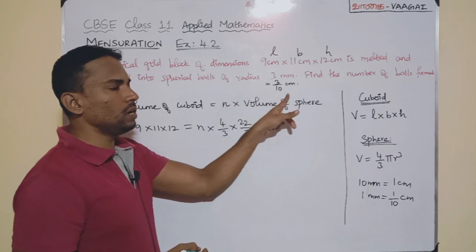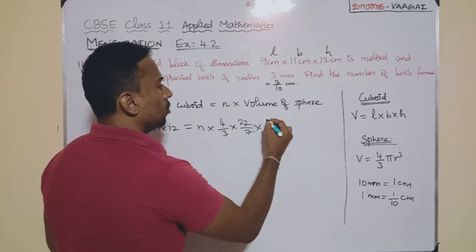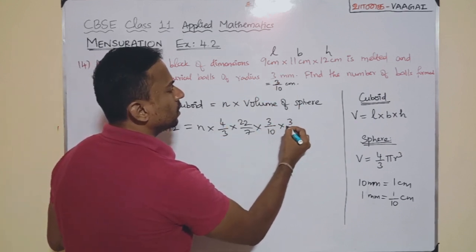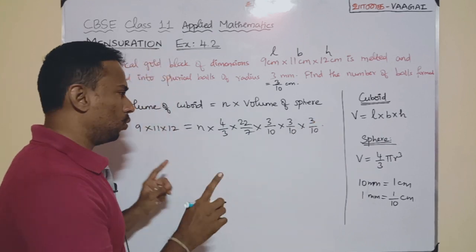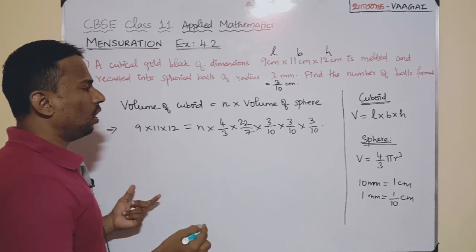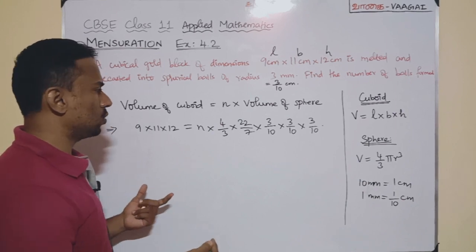R is what we just transformed. Okay, R we took as 3 by 10 into 3 by 10 into 3 by 10. So we should be very clear that we are taking the units carefully on both the sides. Now all we need to do is simplify both the sides to get the answer.